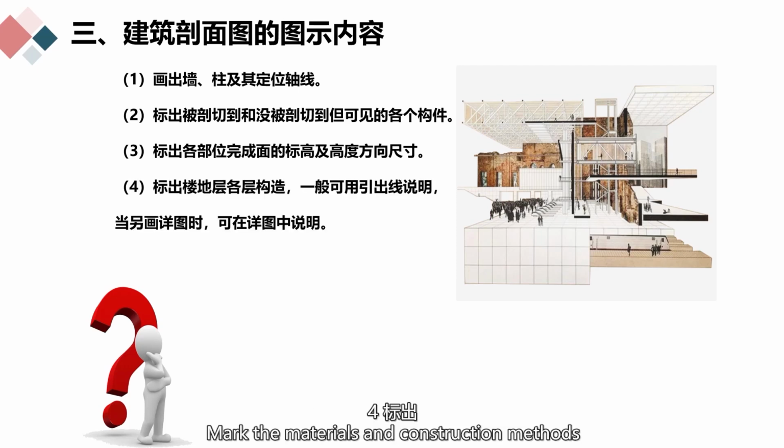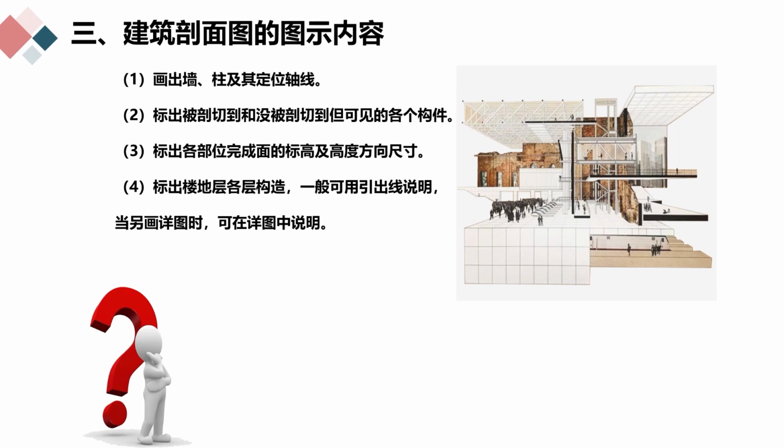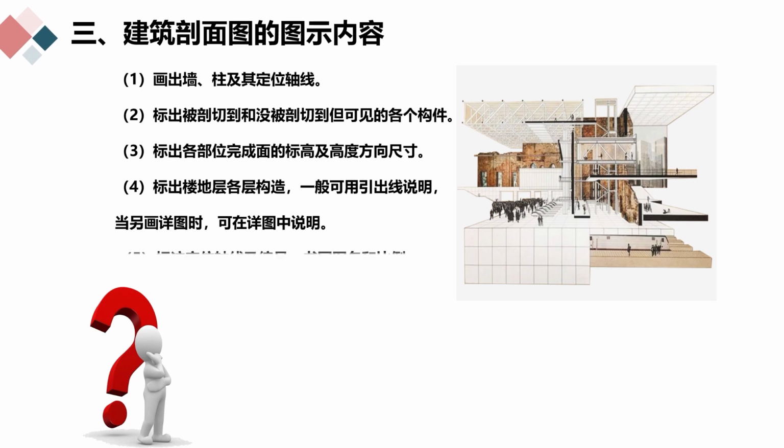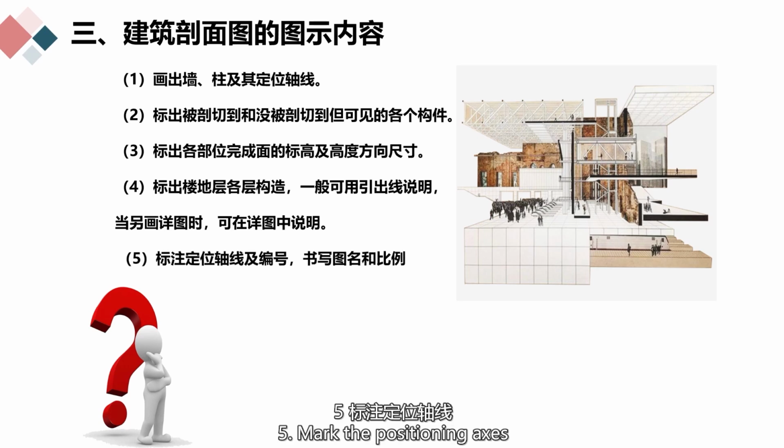Fourth, mark the materials and construction methods. For interior finishes such as indoor floors, floor slabs, ceilings, skirting boards, dados, and rooftops, add detailed drawing index symbols where detailed drawings are required. Fifth, mark the positioning axes and their numbers. Write the drawing name and scale.